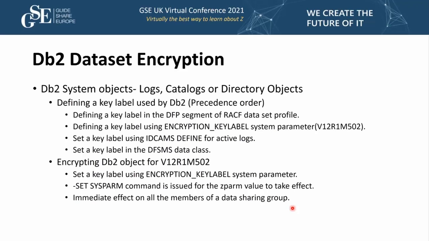With function level 502, to trigger the encryption, you can set the encryption key label subsystem parameter value, then issue the SET SYSPARM command to cause the encryption key label subsystem parameter to take effect. Db2 passes this encryption key label value to DFSMS for allocation of a new archive log dataset or catalog and directory datasets. If a key label is specified in the RACF dataset profile, the key label overrides the Db2 provided key label. You can run the REORG TABLESPACE utility against the catalog and directory tablespaces.